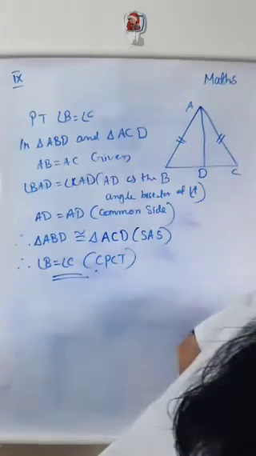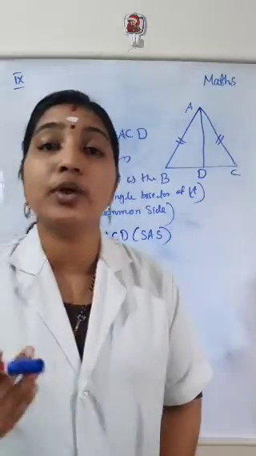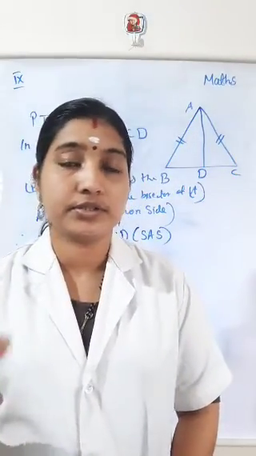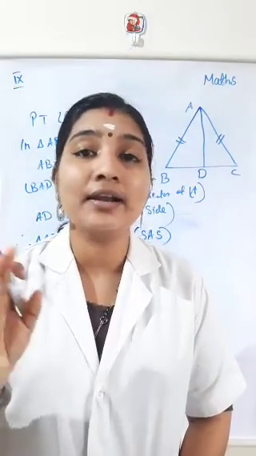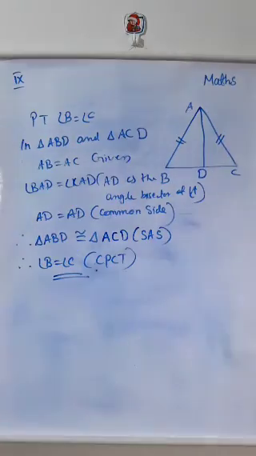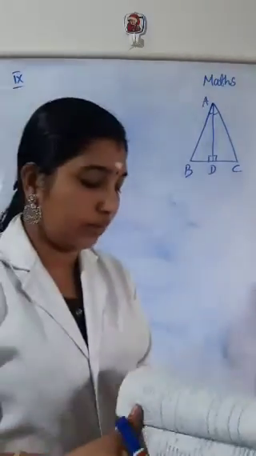Then Theorem 7.3 says that the sides opposite to equal angles are equal. This is the converse of that theorem. The sides opposite to equal angles are equal. Next, let us discuss some problems.